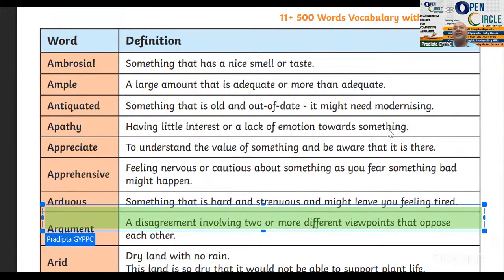So nobody was paying attention as if. Sir, vinegar has a very bad smell. But what about vanilla? Vanilla essence. So vanilla is an ambrosial.